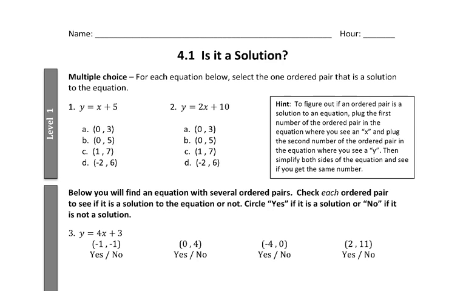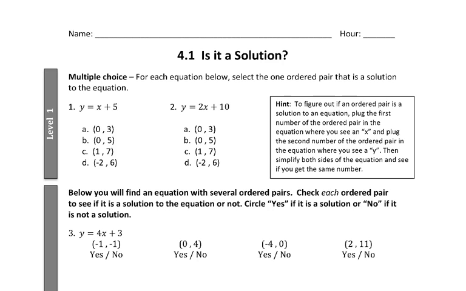So level 1, we need to select one ordered pair that is a solution to the equation. So what that means is that when we have an equation, we have an x and a y. Now in class we've talked about how there is an infinite number of ordered pairs of x's and y's that will make this statement true. So our job is just to see if we have one of them around.